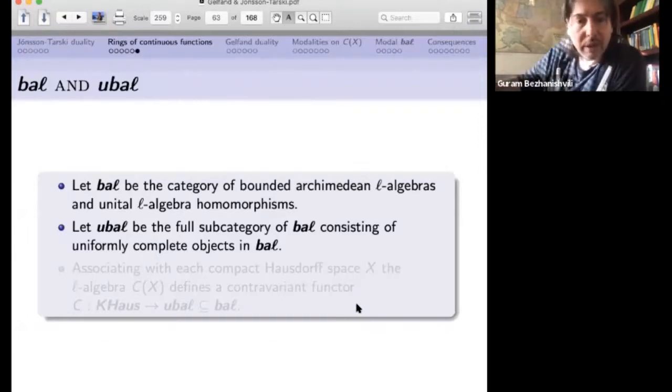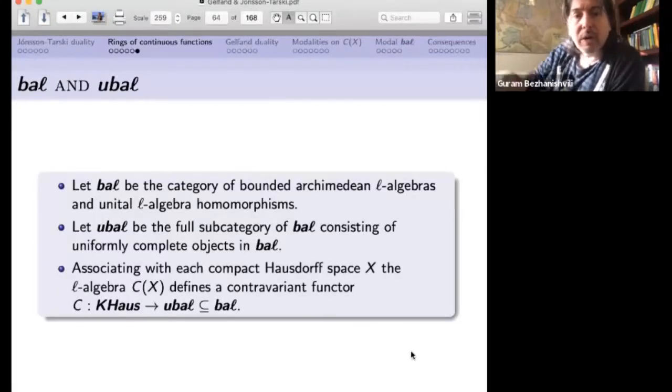These are the categories that have been part of my life for the last probably 10 years. Now there's an obvious functor from compact Hausdorff spaces. This was the whole idea of talking about BAL and U-BAL, exactly through this functor of associating with each compact Hausdorff space its ring of all continuous functions. And all that I told you until this moment is motivation why this C is actually a well-defined functor. So now we're getting to Gelfand duality.